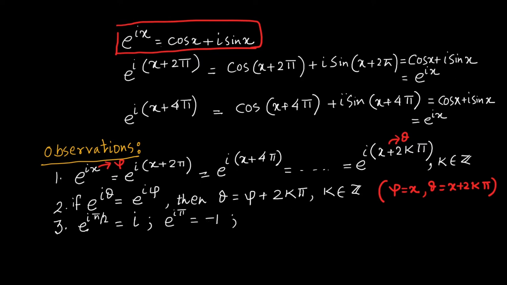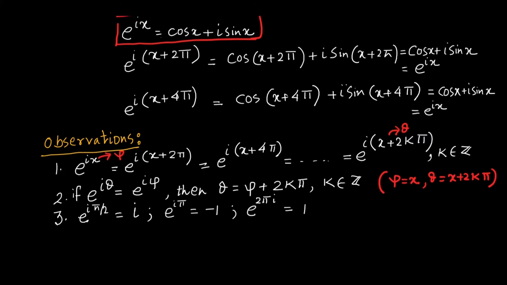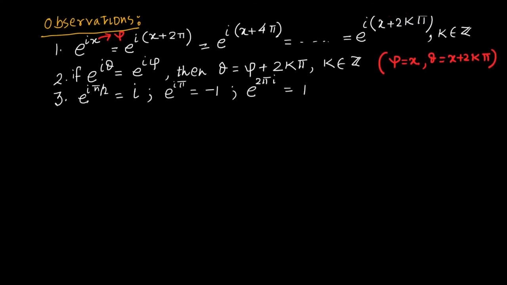Now the most important one, which we use a lot of times, e to the power 2 pi i. That means this will be cos 2 pi plus i sine 2 pi. Again, sine 2 pi is 0, cos 2 pi is 1. So this value will be 1. These are certain values of the exponential function which will be extremely important, and we'll use them further in our future work also.